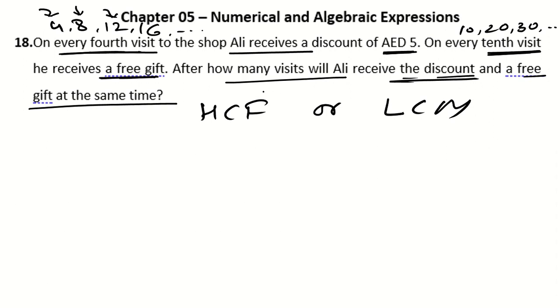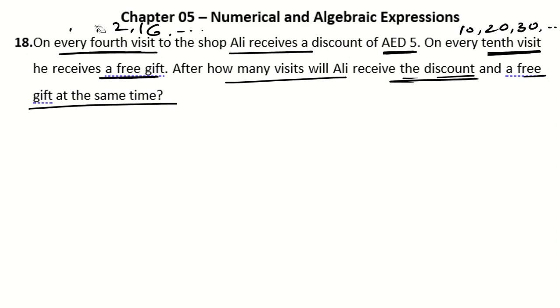You will have to visit more. Of course, you will have to visit more number of times than 4. Okay, because for 4 you will get only that discount of 5 dirham. So if you want to do it more, then what do you do? You take LCM. So what here we are going to do? We are finding LCM of 4 and 10.